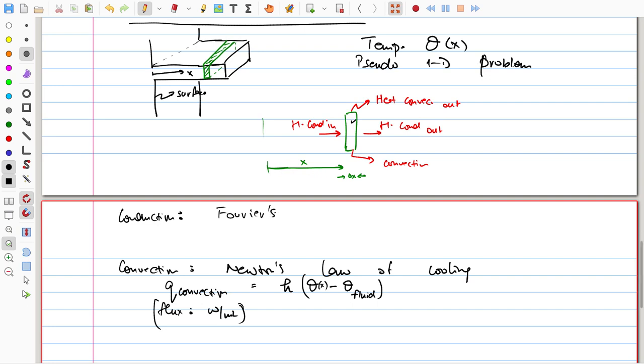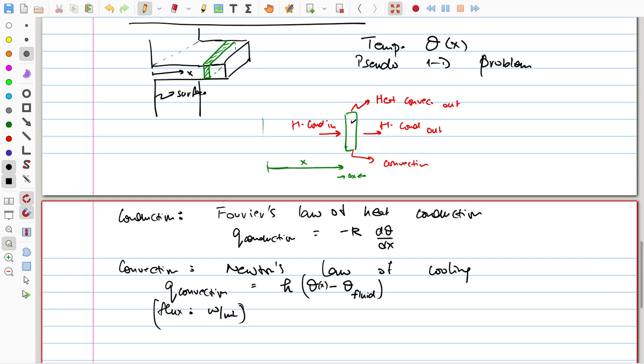Now if you have not studied this, you will study it in your heat conduction course or heat transfer course. This law states that the heat flux because of conduction is minus a constant k times d theta by dx. We have an intuitive feel for it.